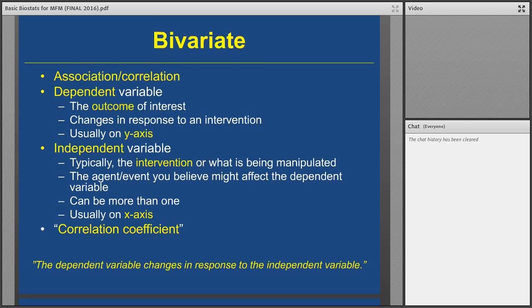So our bivariate analysis will look at an association or correlation between a dependent variable and an independent variable. The dependent variable, again, is the outcome of interest, and it changes to the intervention, and that's usually put on the y-axis. And then we have the independent variable, and that's what we're manipulating. There can be more than one independent variable, and that's usually on the x-axis. And we will look at the association or correlation between these two using a correlation coefficient.